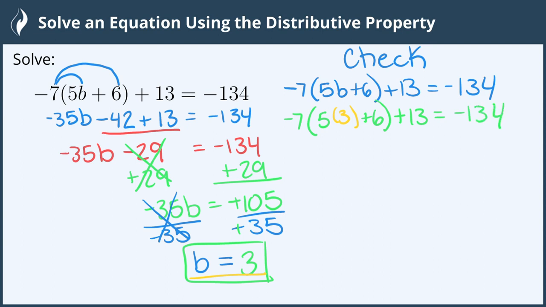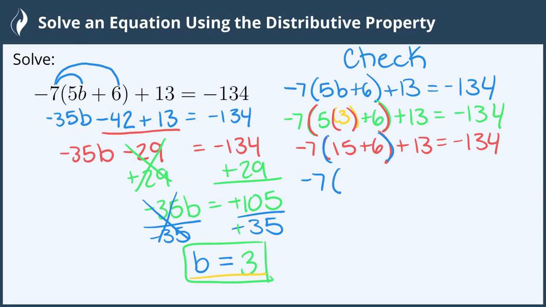negative 134. Using the order of operations, we must do inside the parentheses first. That means I need to do the order of operations inside of there, so we will multiply before we add. This gives us 5 times 3, which is 15. So we have negative 7 times the quantity of 15 plus 6, close parenthesis, plus 13 equals negative 134. We still need to do inside the parentheses since they are still here, and that's the first step in the order of operations. So we get negative 7 times 15 plus 6 is 21, plus 13 equals negative 134.